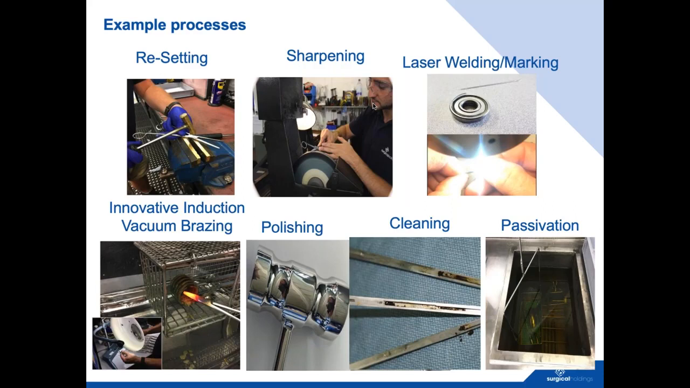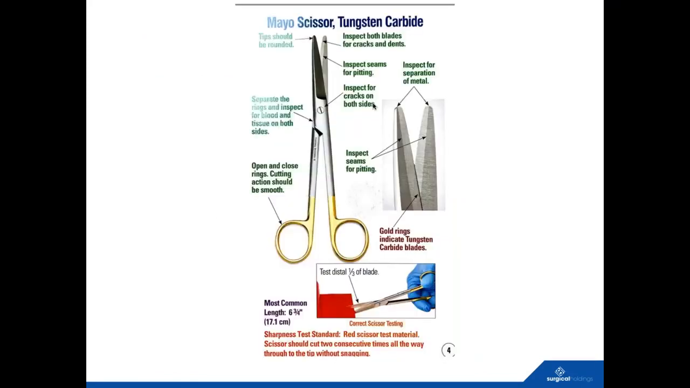Of course, sharpening, induction brazing for needle holder tips, polishing, cleaning, passivating, laser welding, all really common processes we do nowadays. And just to put up some of Rick's cards, and I'm not really doing them justice here on my scanned slides, so some tips that Rick Schultz would give through his cards, and obviously inspecting blades, making sure that they're round on things like Mayo scissors, checking for pits, checking for dents on screws, making sure there's no cracks, and obviously checking for things like blood, smooth action, ensuring they're smooth.